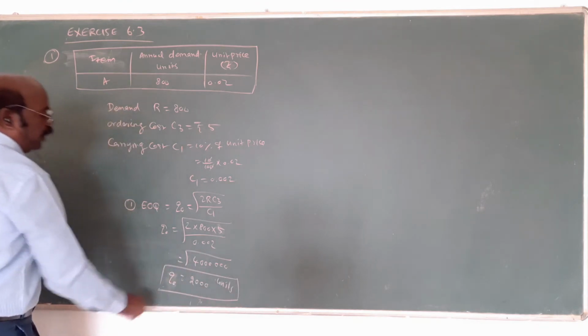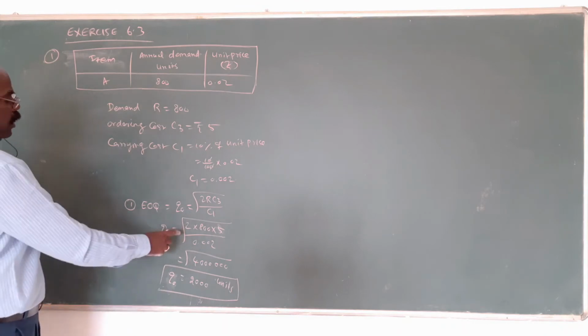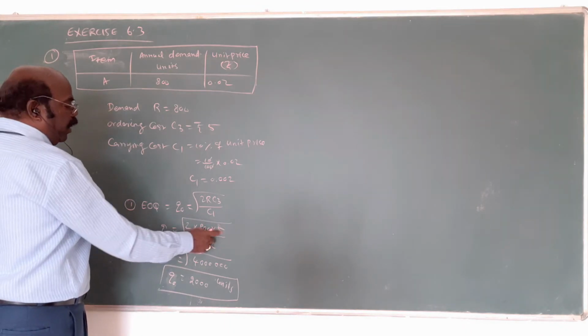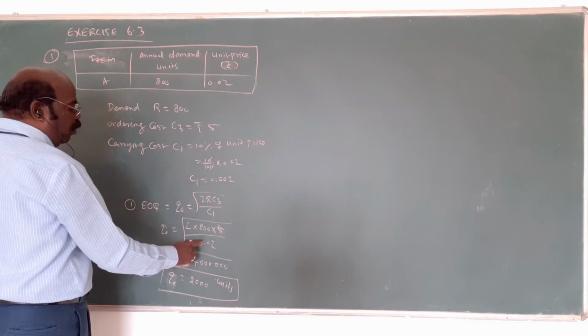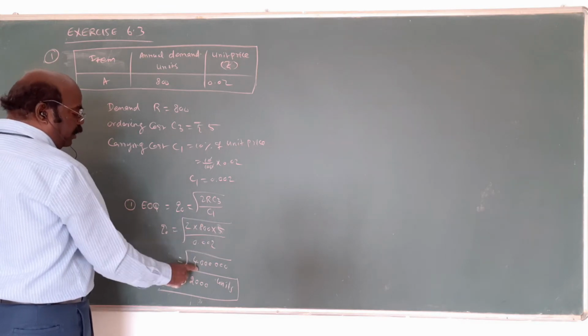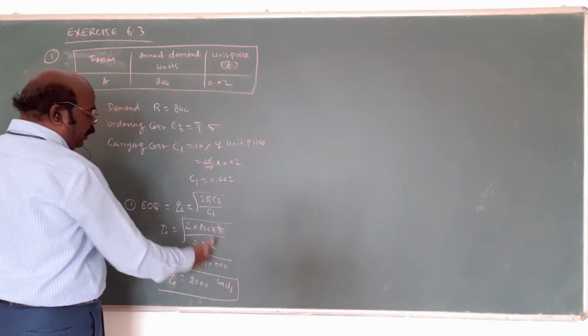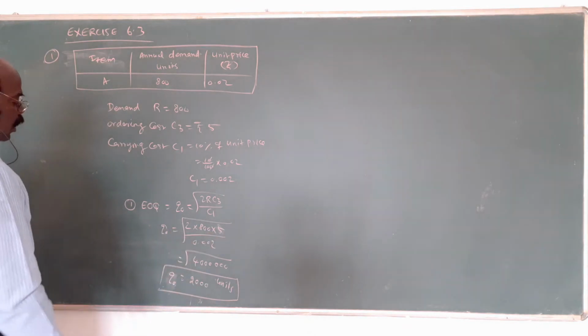By using the calculator, do the calculation: 2 into 800 into 5, multiply. Then divide by 0.002. We get the answer 4 with 6 zeros. Then the square root gives 2000.